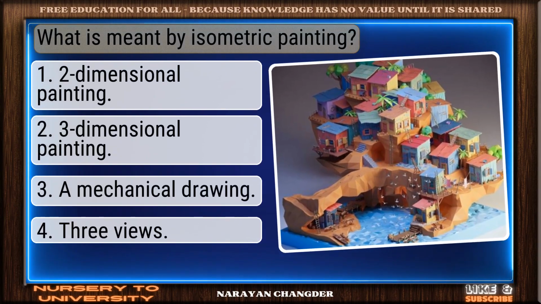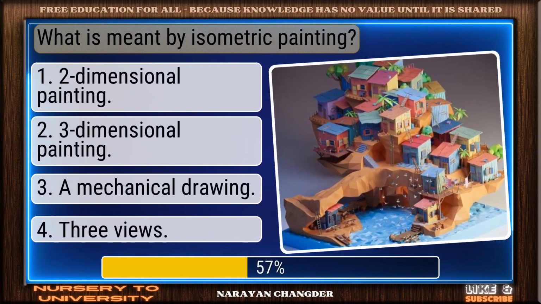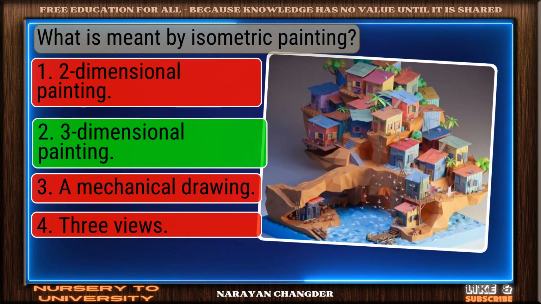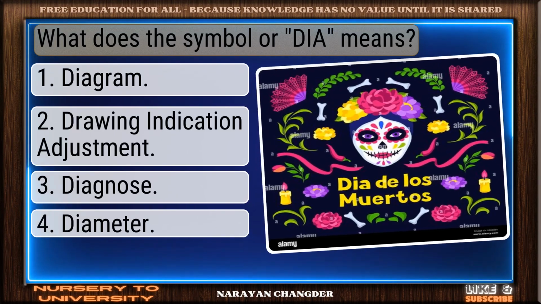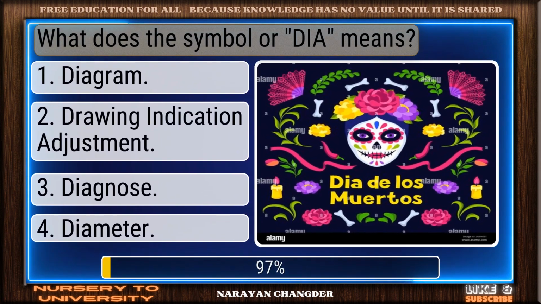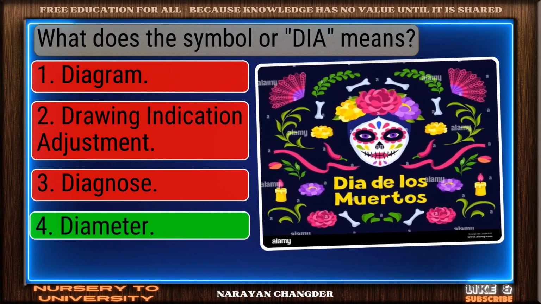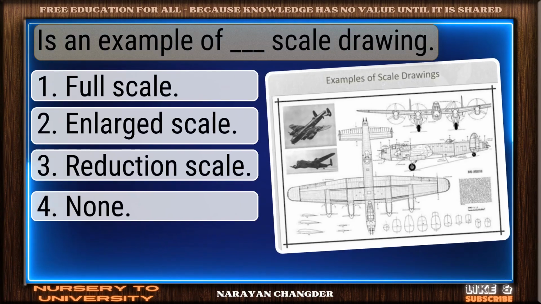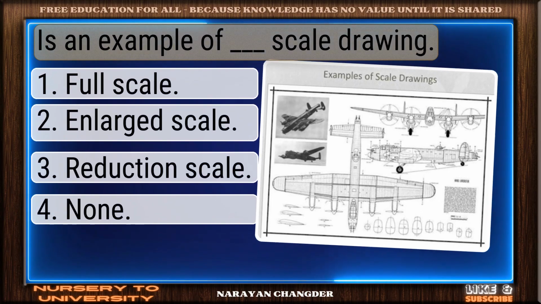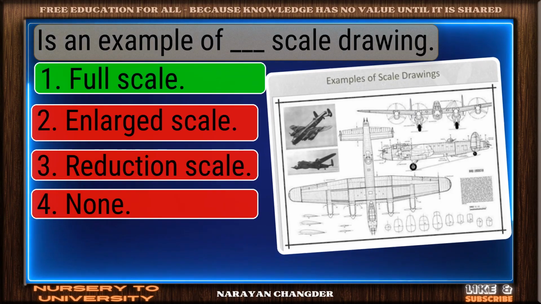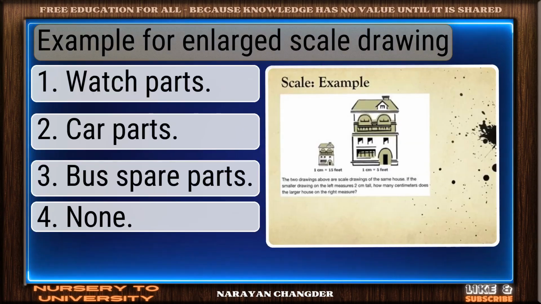What is meant by isometric drawing? Solid response. Three-dimensional drawing is a valid choice. What does the symbol dia mean? Well reasoned. Diameter is the correct choice. Dash is an example of a scale drawing. Smart move. Full scale is an accurate answer.